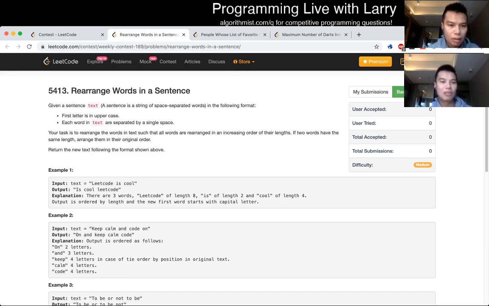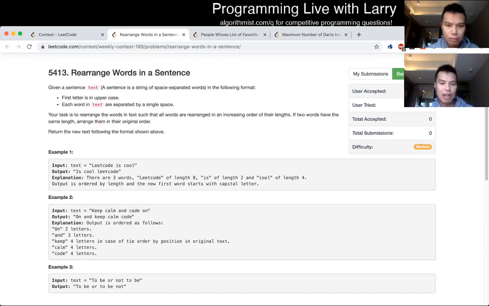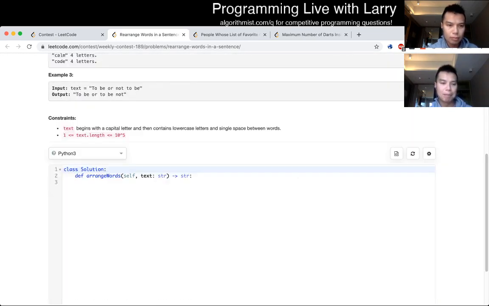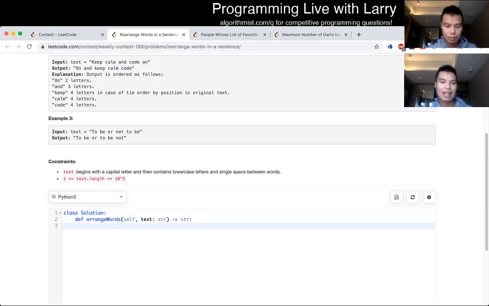Q2, rearrange words in a sentence. This one I also knew how to do immediately. There's some trickiness around making sure you capitalize the first word and lowercase it and stuff like this. But in general, I was just like, okay, it's a sorting problem. Sort by the length and then sort by the index that it appears on. That's pretty much it, minus the little fanciness around capitalizing the right word.